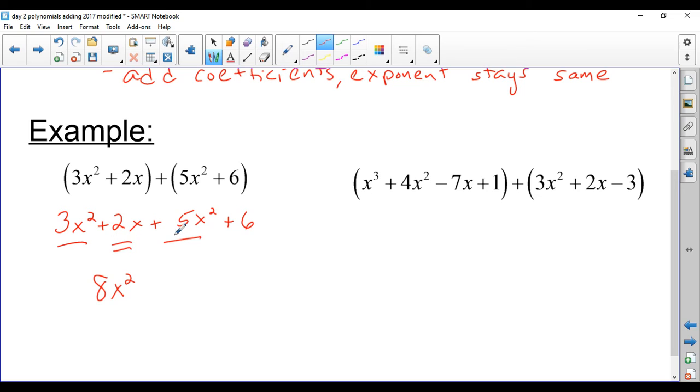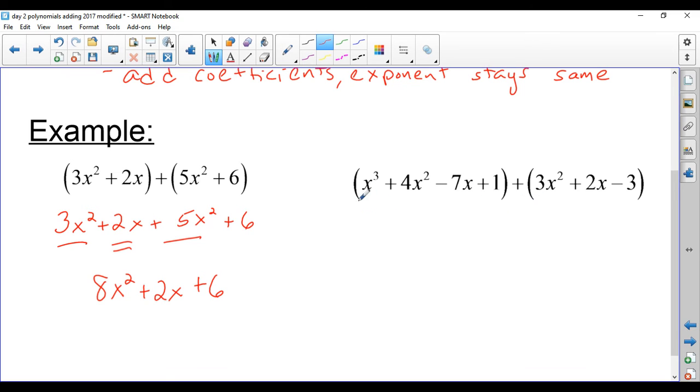Then go looking for the term with the next lower exponent. Here I have a 2x. I look for any like terms. There's nothing else with an x, so I don't have anything to add that to. And then I have this plus 6 that also needs to come down into my answer. In this case, the only like terms we could combine were the squared terms.